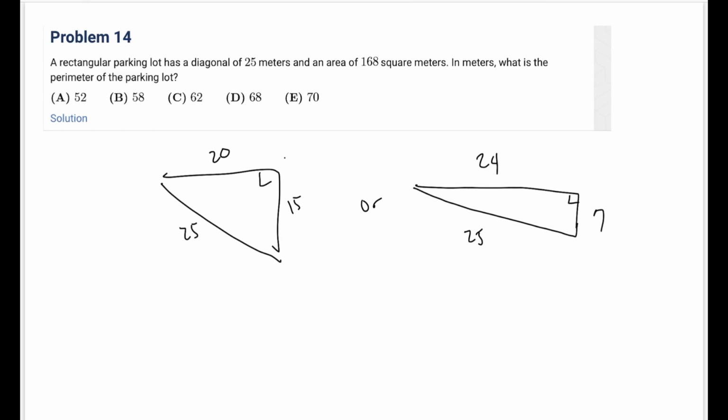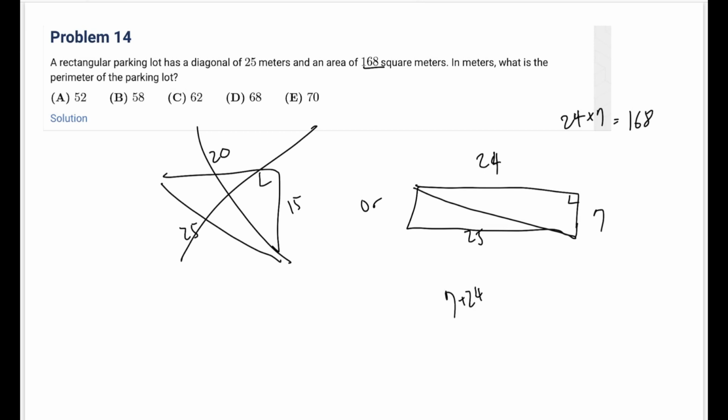20 times 15, this would be 300, but the area is not 300, it's 168. So this is crossed out. Let's try this. 24 times 7, this is 168, so that's perfect. So this is the parking lot, and what is the perimeter of the parking lot? It's 7 plus 24 plus 7 plus 24 equals 31 times 2. This is 62. The answer is C.